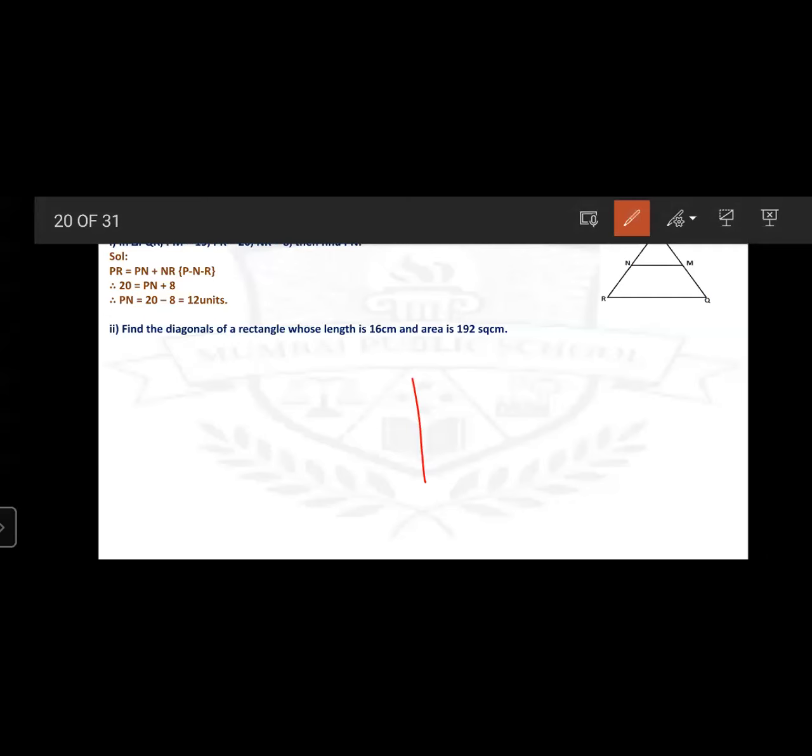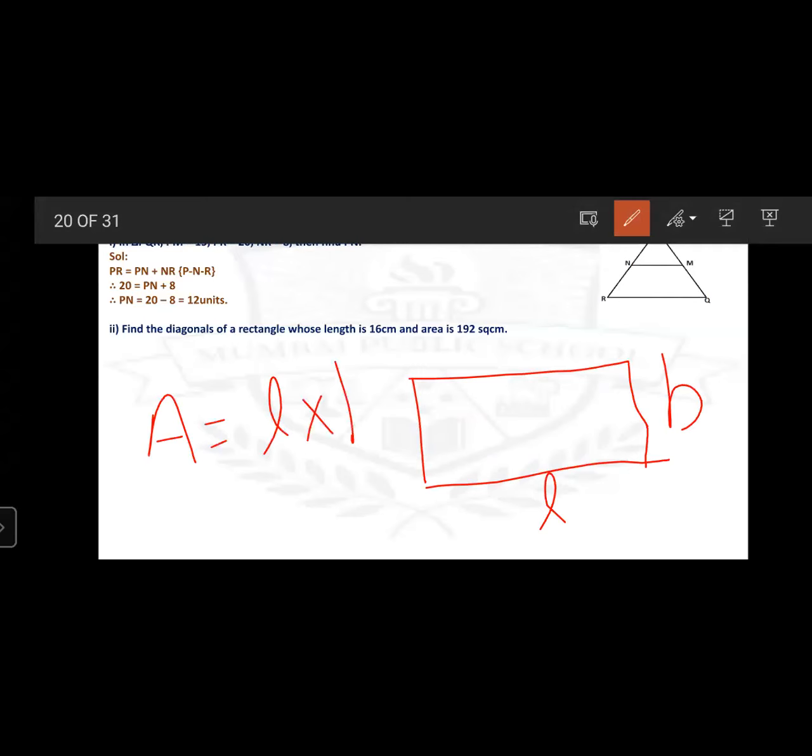Okay, see in this question, the length of a rectangle is given as 16 centimeter and the area is 192 square centimeter. So this is the rectangle, with length and breadth. Area is given. First we write down the area of rectangle. Area of rectangle is length into breadth. And here we have to find the diagonal. Diagonal means this.